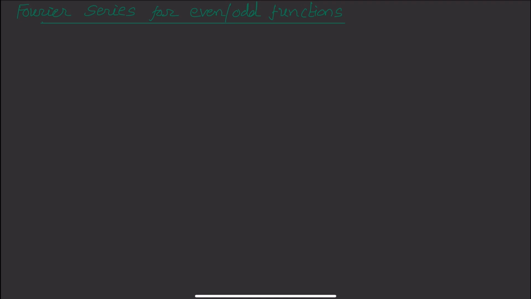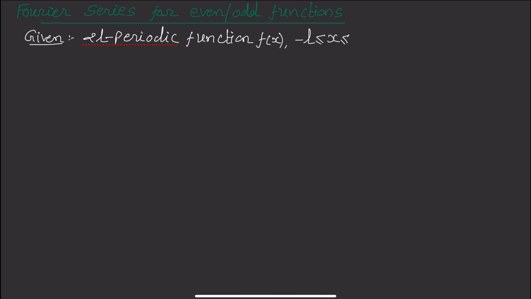What do we know about Fourier series? Suppose we have given a 2L periodic function f of x for the fundamental domain minus L less than or equal to x less than or equal to L, for all x belongs to R. Then what is the Fourier series representation of this function?